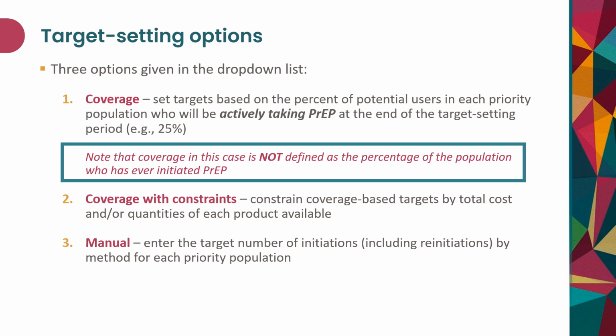Now, the exception for this is for serodifferent couples who take PrEP until their partner is virally suppressed. PrEP-it treats this population differently, and for this population, coverage is the percent who initiates PrEP during the target setting period.